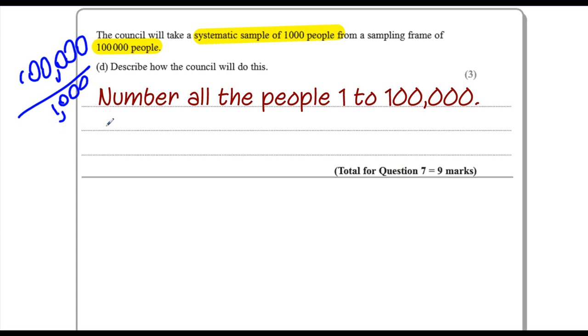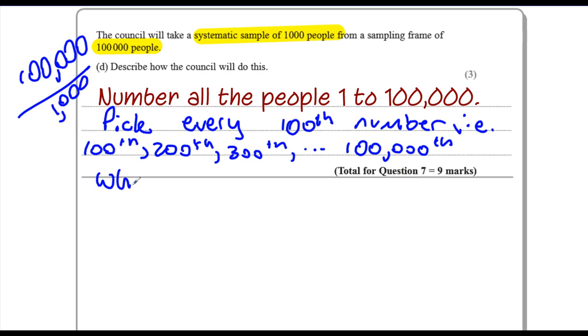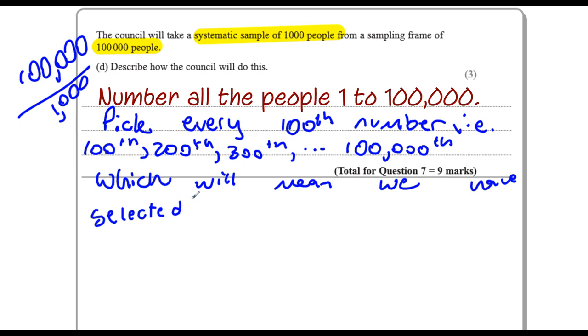So that means that we're going to pick every 100th number, i.e. we pick the 100th, we pick the 200th, we pick the 300th, all the way up to 100,000th, which will mean we have selected 1,000 people for our sample.